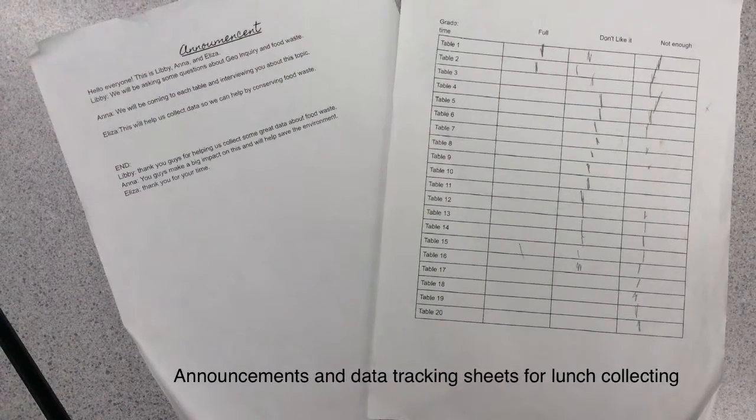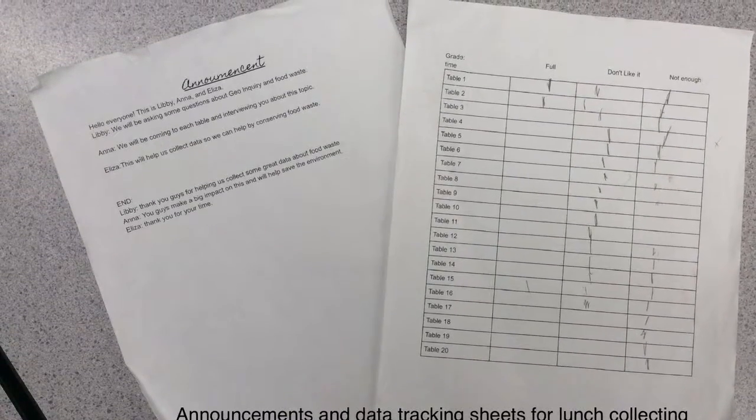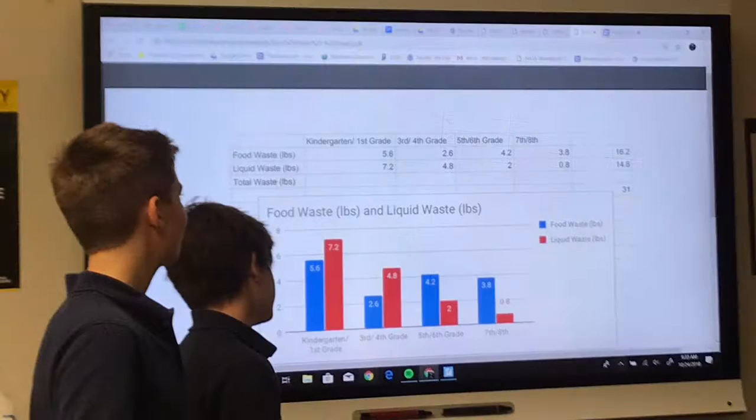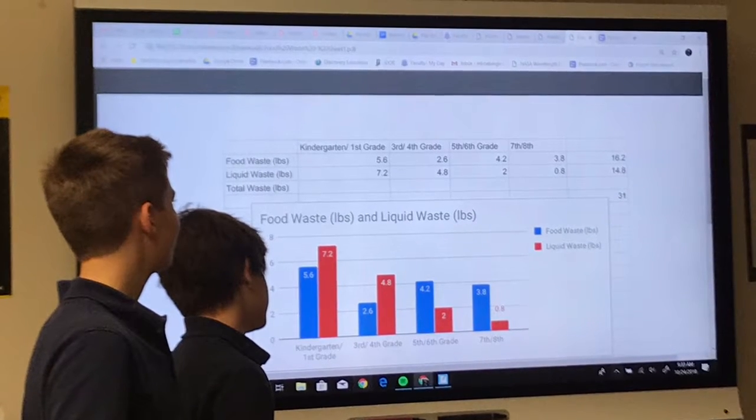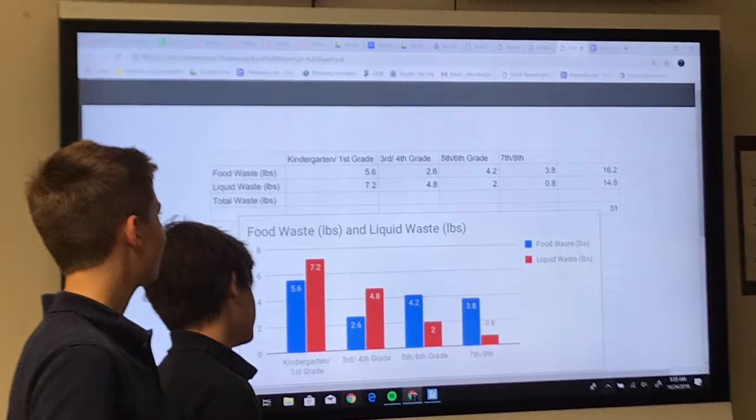After we had all our initial data, we needed to share it with the school. For visualize, we took the data we collected from the collect phase and made pie charts showing how much food we wasted. Also, we asked the students if they wasted food because they didn't like it, didn't have enough time, or because they were full. In the create phase, we made pie charts about that.